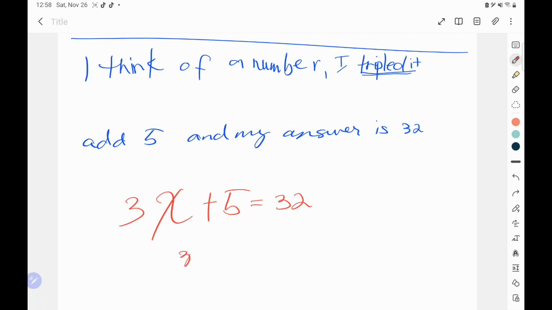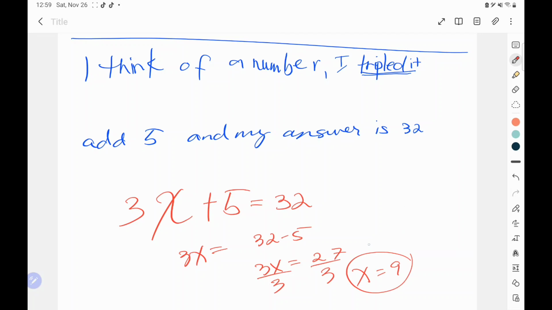So that becomes 3x is equal to 32 minus 5. 3x is equal to 27. Divide both sides by 3. By 3, your x is equal to 9. So let's check if this is actually correct. I think of a number, let's say that number is 9. I tripled it. 3 times 9 is 27 plus 5, the answer is 32. So that's how you're going to solve this kind of problem.